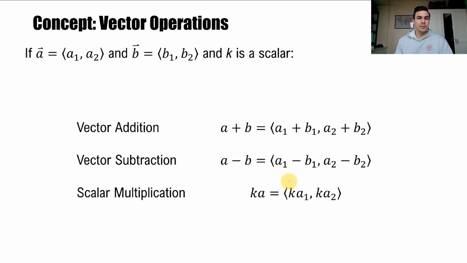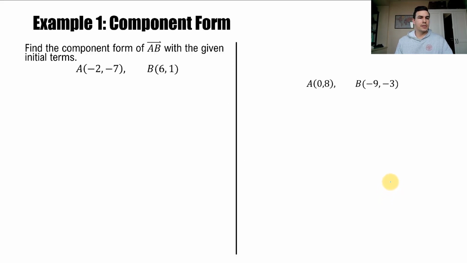And same with subtraction. If I have a scalar multiple, k times a, I can just think of it as distributing that to each one of my coordinates. So I'll have k times a1 and k times a2. That's it for our concepts. Let's get into some examples here.